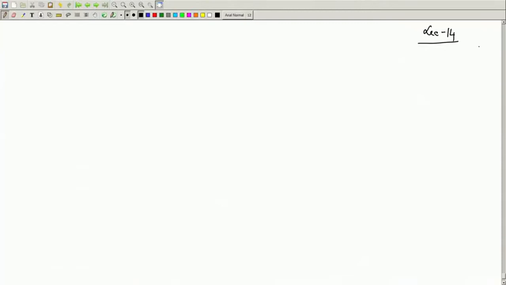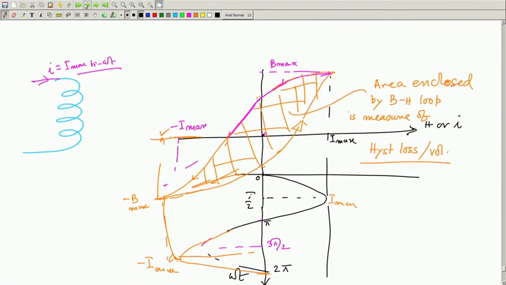Welcome to lecture number 14 on Electrical Machines 1, and we were discussing core losses. In our last class we discussed hysteresis loss. Before that, of course, we discussed eddy current loss and the factors on which it depends. Just a quick review of the previous material.